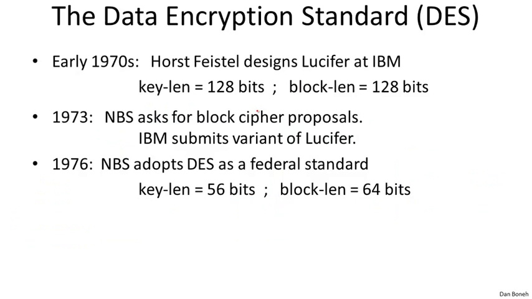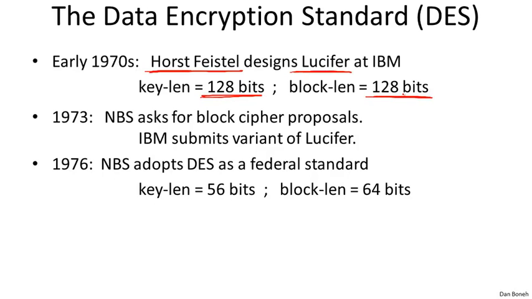Okay, so let's talk about the history of DES. In the early 1970s, IBM realized that their customers were demanding some form of encryption. So they formed a crypto group, and the head of that group was Horst Feistel, who in the early 70s designed a cipher called Lucifer. Lucifer had a number of variations, but one of the later variations had a key length of 128 bits and a block length that's also 128 bits.